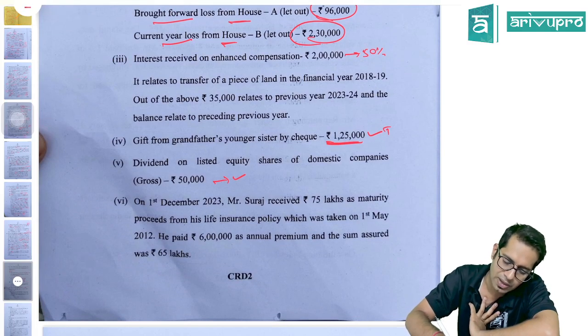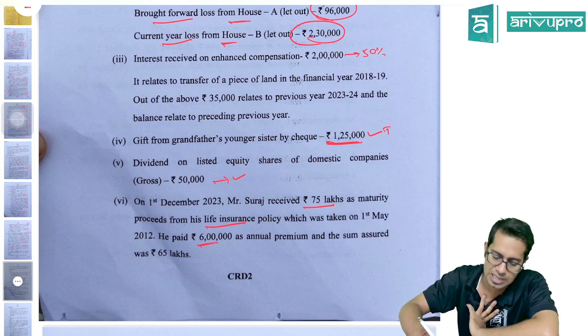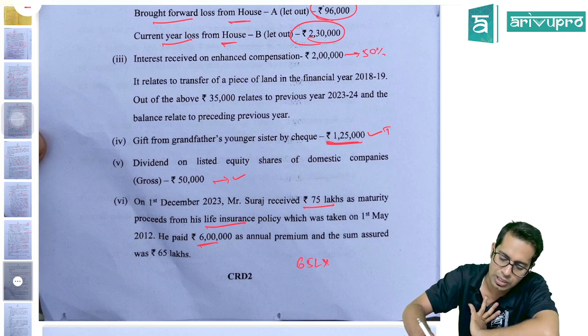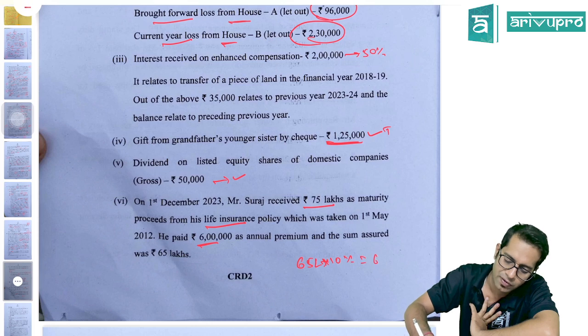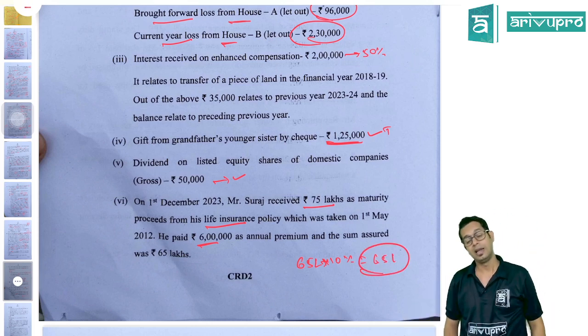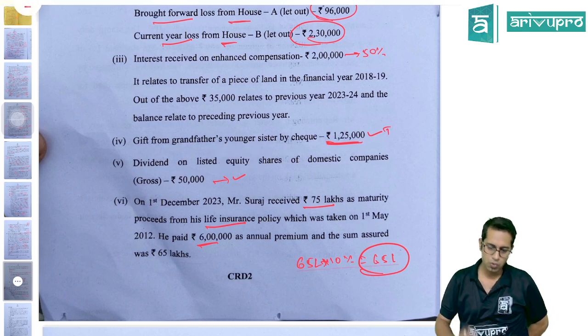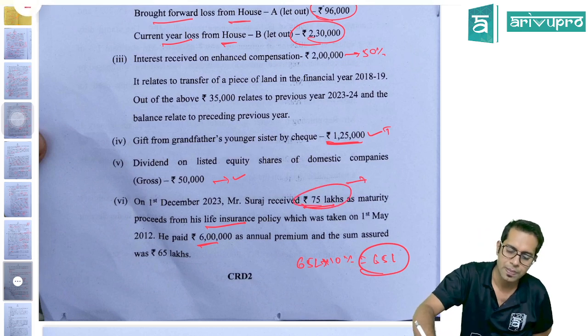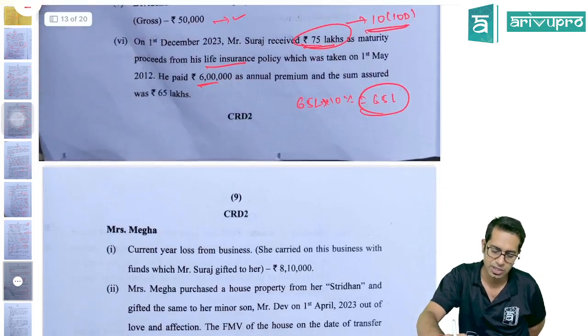On 1st December 23, Mr. Suraj received 75 lakh rupees as maturity from Life Insurance Corporation. Premium which was paid by him was 6 lakh rupees. 65 lakh rupees into 10%, which is 6.5 lakhs. Since the premium paid by him is less than 10% of sum assured, therefore whatever amount he has received will be exempt under section 10(10D). This amount which he has received at the time of maturity is exempt under section 10(10D).